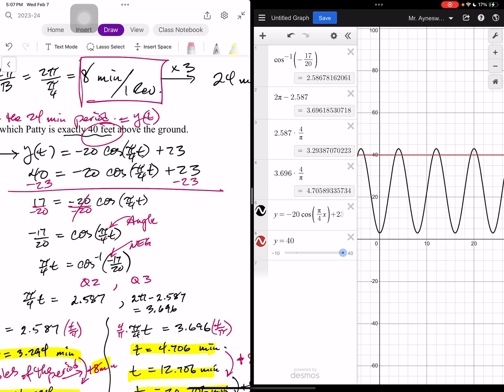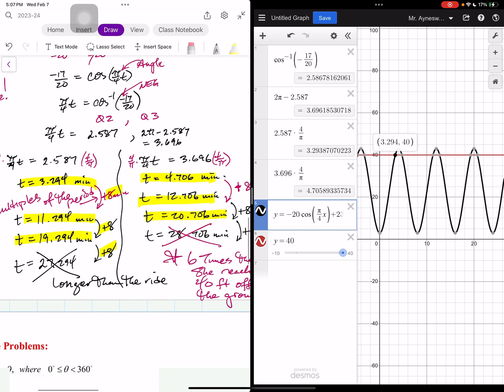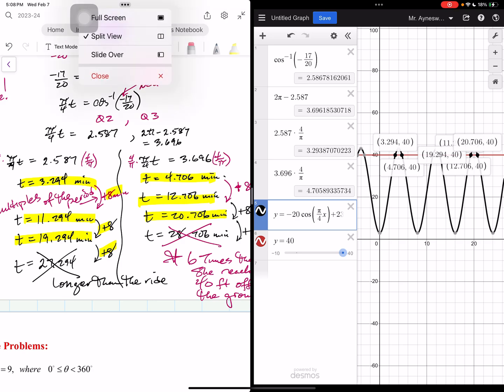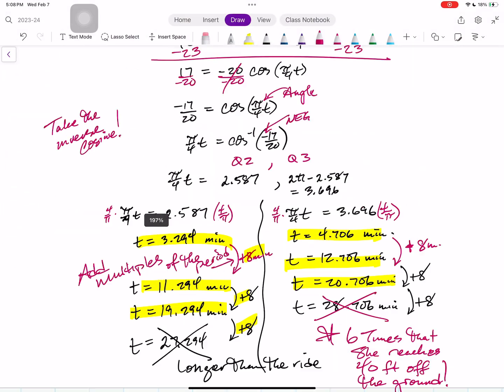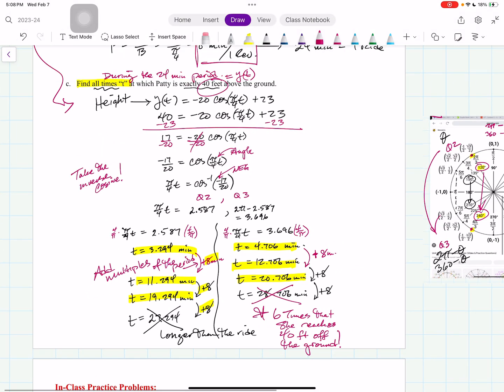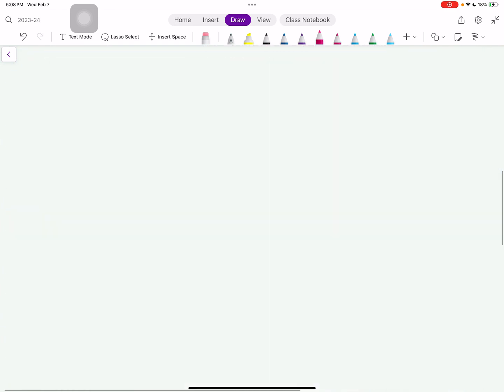Drum roll, please. So here are the times right here in yellow. There's the first time, that's correct. Second time, that's correct. Third time, fourth time. These are looking good. Fifth time and sixth time. Oh yeah, there we go. They are correct. And that's how you check, my friends. If you want to check using Desmos, be my guest. There you go, a full-blown application problem.